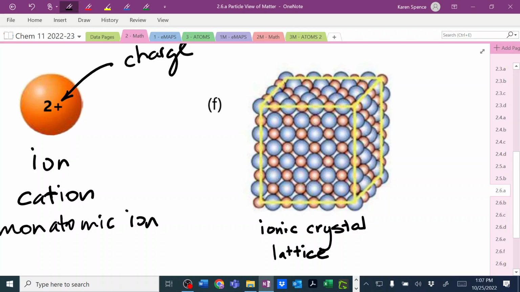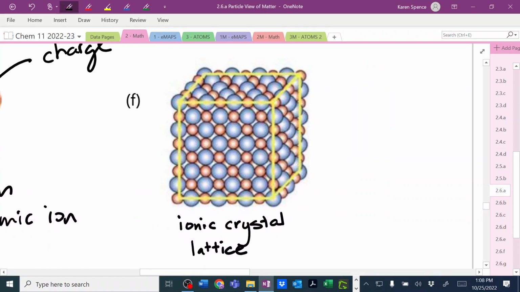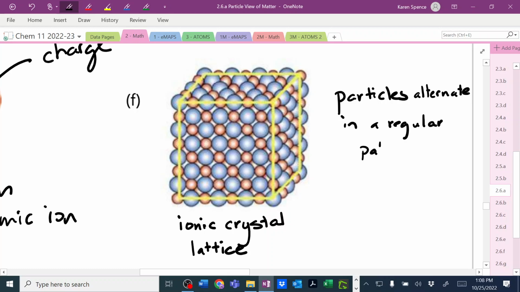So what are some clues that this is an ionic crystal lattice? There's negative and positive in a pattern. And they're not labeled negative and positive, but you can see they are alternating in a regular pattern, okay? So even if you don't see the positive and negative, you're like, oh, I see that pattern.